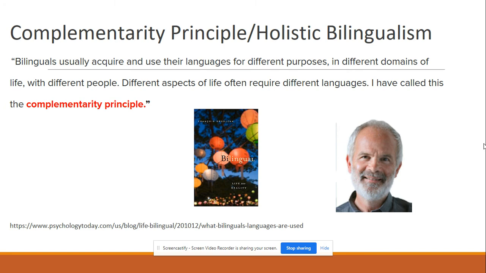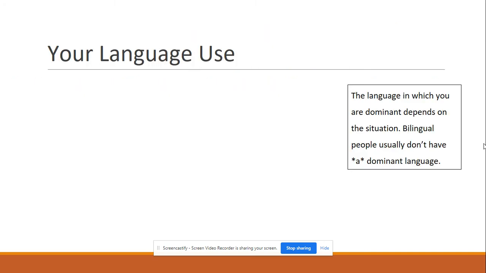in different places, like when you visit different countries, or you are assisting a game, or you go out with your friends socially and you speak that language, you're going to become more fluent in that language. So your language use, the language in which you are dominant, depends on the situation.